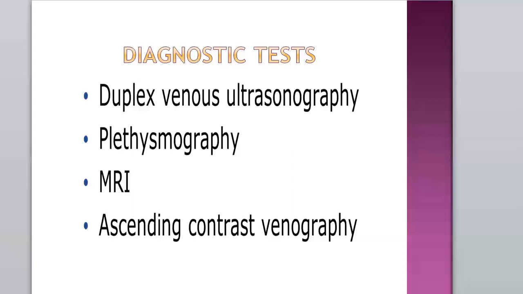And of course, an ascending contrast venography is used. This is where they actually inject contrast medium to look at the location and extent of the venous thrombosis. And although invasive, expensive, and uncomfortable, contrast venography is the most accurate diagnostic tool for venous thrombosis. It is used when the results of less invasive tests leave the diagnosis unclear. So that's why you would use each of those. All right.